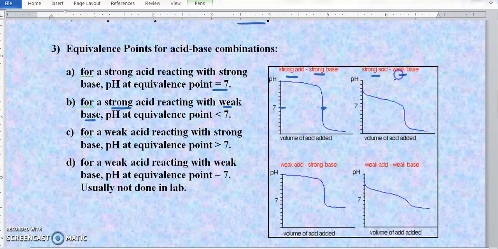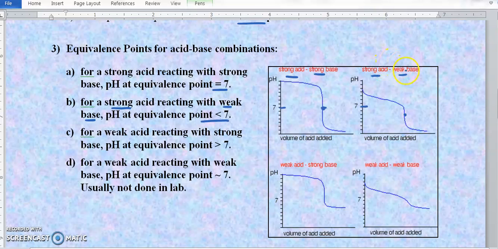Strong acid, weak base. So you've got your weak base, so the pH is starting a little lower, it's not way up at 14, it's down here closer to 10. And you're adding some acid to it, not much happens, and then boom, you hit your equivalence point right about in there, but you can see it's below a pH of 7. And that's just the way that combination works.